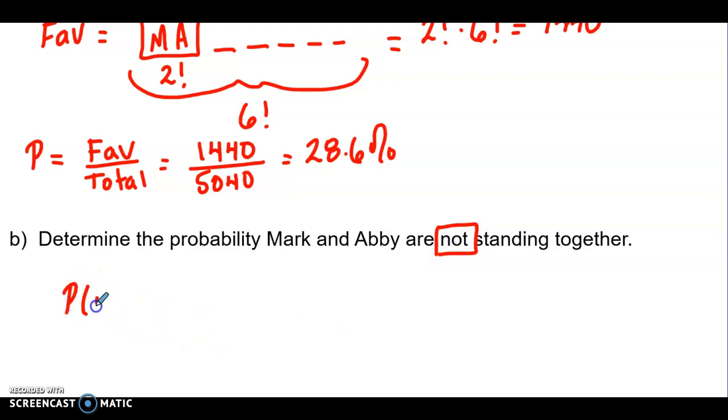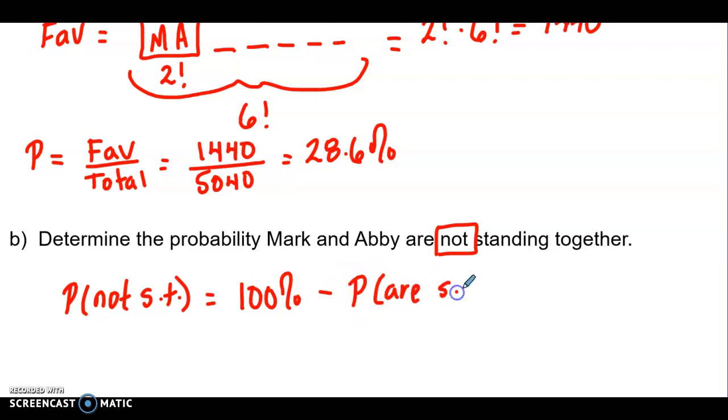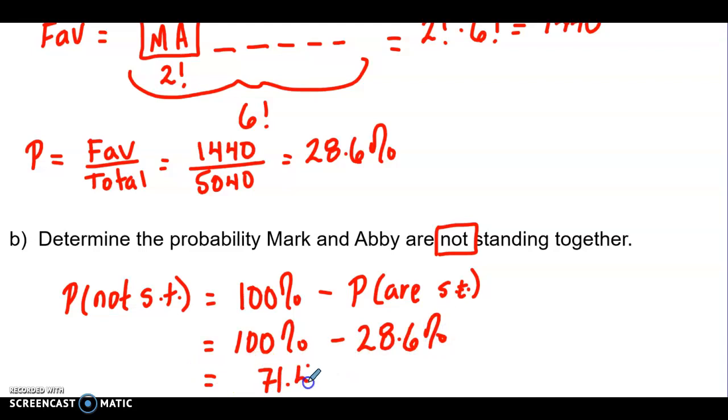So the probability of not standing together is going to be 100% subtract the probability where they are standing together. So 100% subtract 28.6% gives us 71.4%.